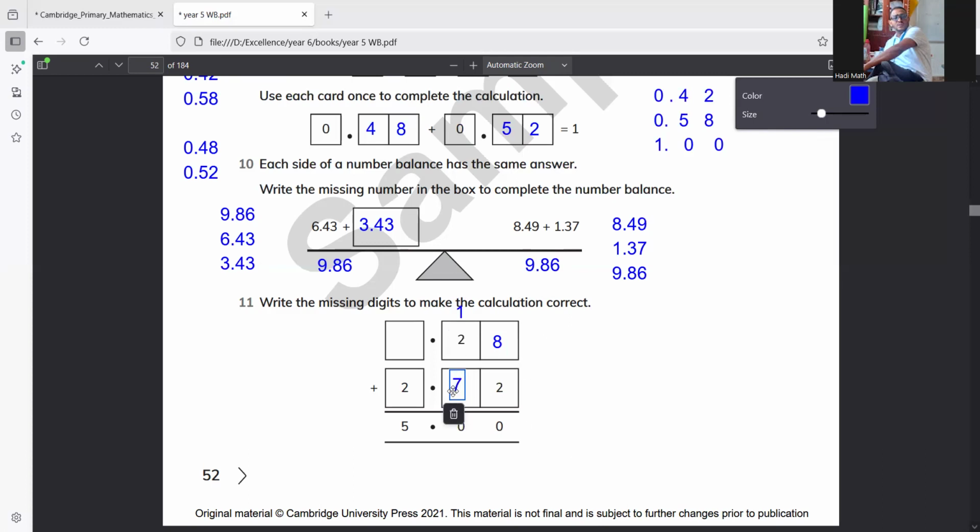Say 1 plus 2 is 3. 3 plus 7 is equal to 10. 0, you carry over 1. Remember, you need to carry over 1 here. Then 1 plus 2 is 3. And you have 5 here, so you need another 2. So you need this number to be 2. This is how you complete your number. It is 2.28 plus 2.72, giving 5.